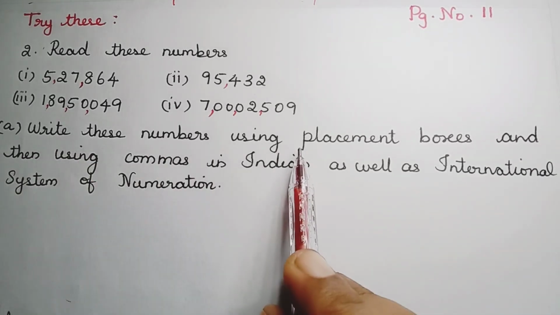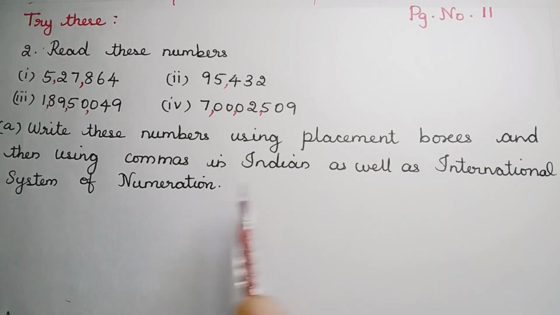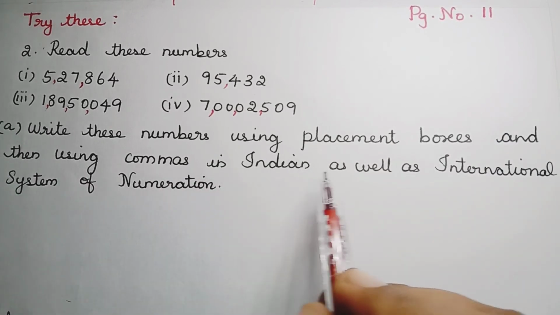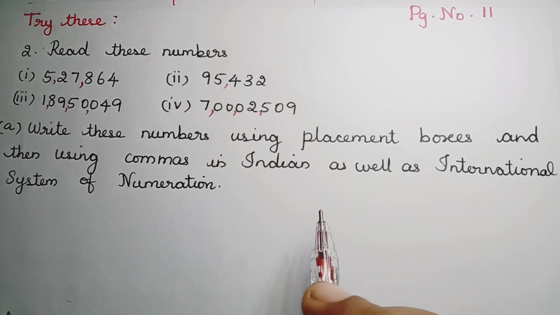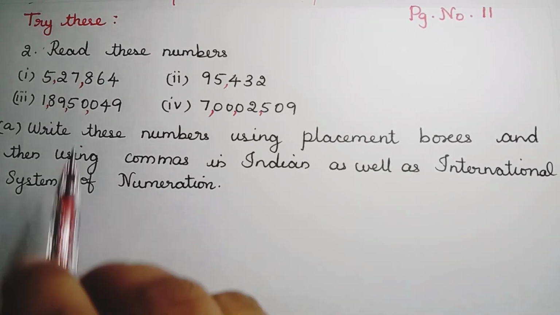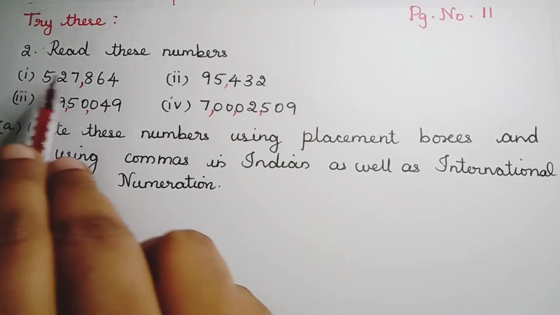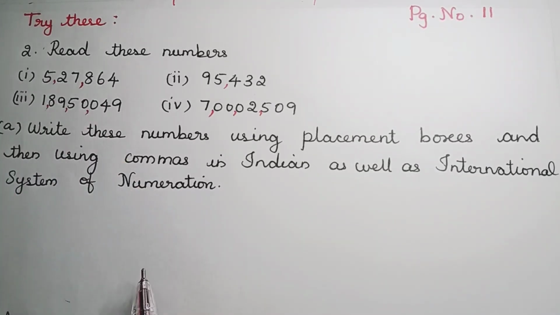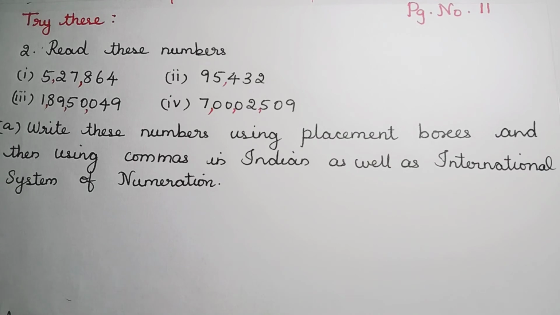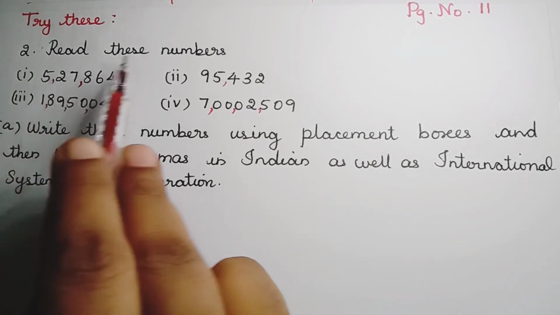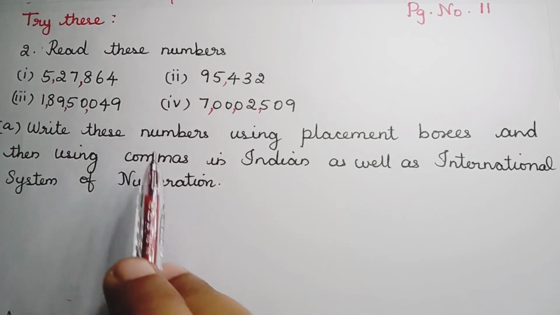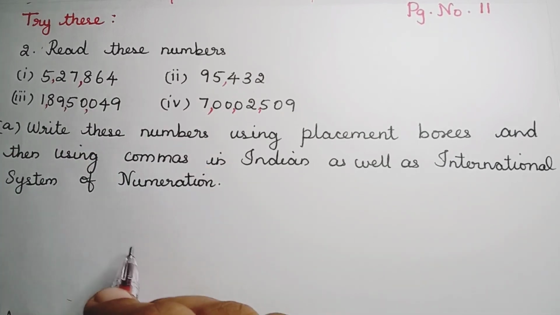This is write these numbers using placement boxes and then using commas in Indian as well as international system of numeration. Okay, so you have to write using placement boxes. That is, you have to write using ones, tens. They have to put it in the table. Okay, then you have to use commas for both Indian as well as international system of numeration. So I will write. So for Indian system, we have put commas here. Okay, for international system, I will put commas here.